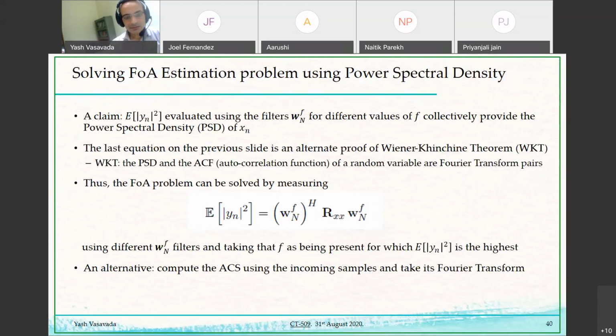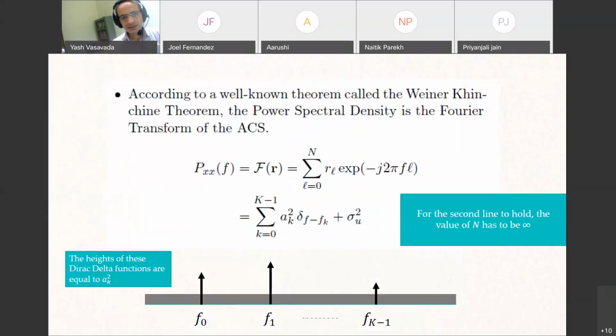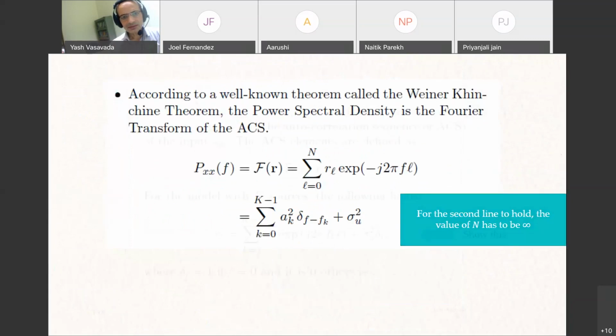Obviously, this is one way to do it. The other way is that you have the samples which are incoming. We are just looking at x of n now. You forget about the filters, forget about y of n squared and all that. You just get the incoming signal, and using it, you compute the autocorrelation sequence. How would you compute the autocorrelation sequence? The expression is given here.